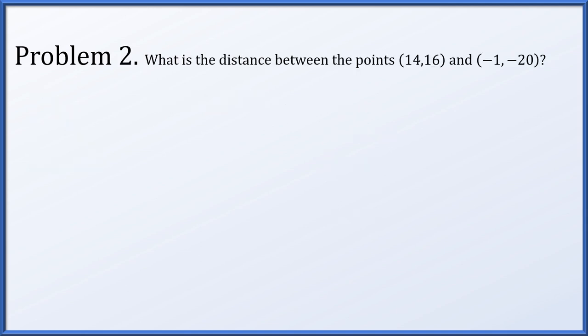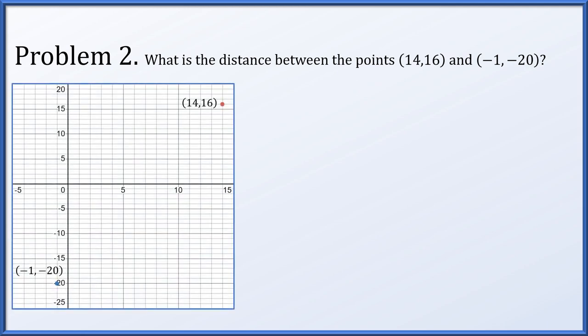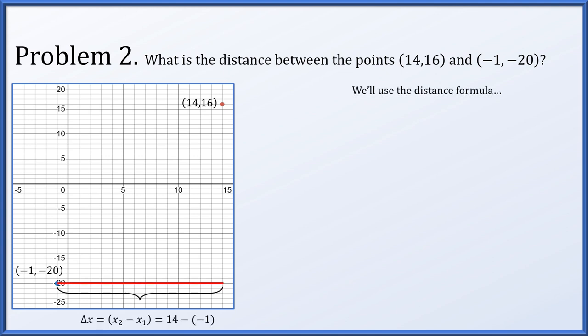Problem 2, what is the distance between the points (14, 16) and (-1, -20)? So I've plotted them here. (14, 16) is marked in red in the upper right and (-1, -20) in blue in the lower left. We'll just use the distance formula. So we need to compute delta x, the difference in the x coordinates, x2 minus x1, 14 minus negative 1, and delta y, the difference in the two y coordinates, 16 minus negative 20.